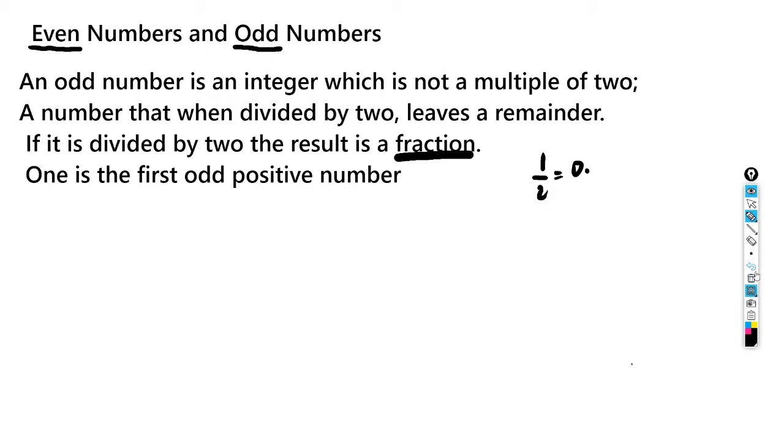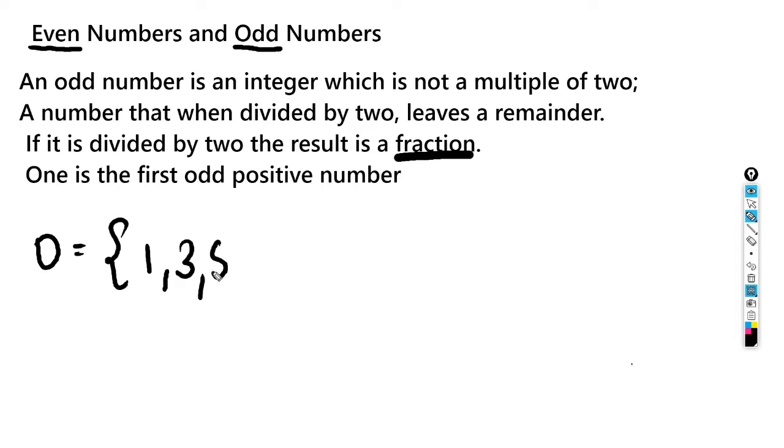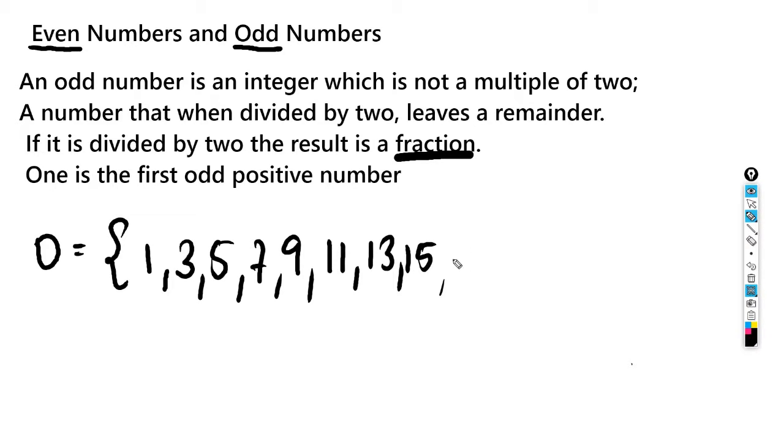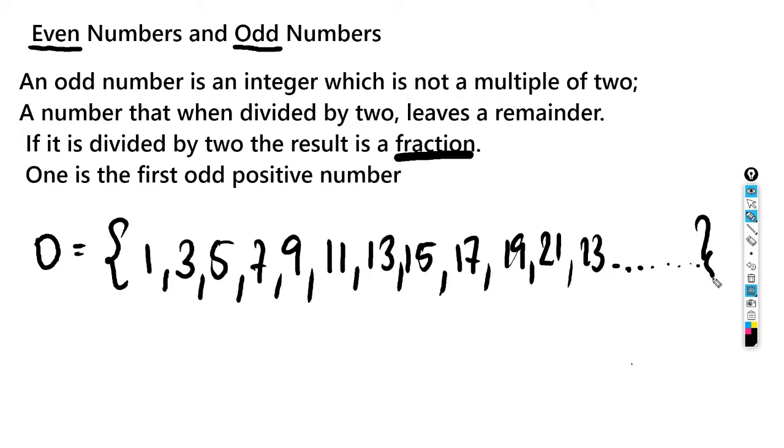So great. So let's look at the set of odd numbers. Let's call it O, okay? And it would be equal to 1, right? 1 is the first odd number. Then 2, oh, whoopsie, not 2. 2 is an even number, right? 1, 3, 5, 7, 9, 11, 13, 15, 17, 19, 21, 23, and so on, right? And it goes on forever, okay?